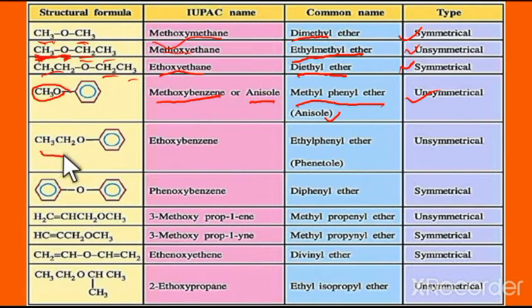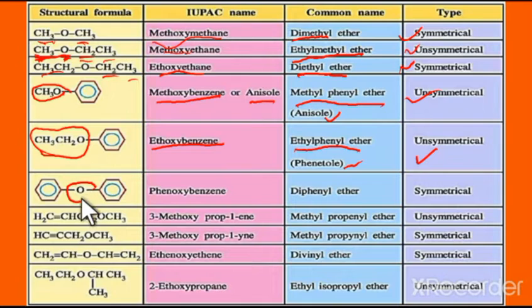Next, when the ethoxy group is present on the benzene ring, that is known as ethoxybenzene, the IUPAC name, and the common name is ethyl phenyl ether. It is also known as phenetole. This is the common name. It also comes under the unsymmetrical ether.